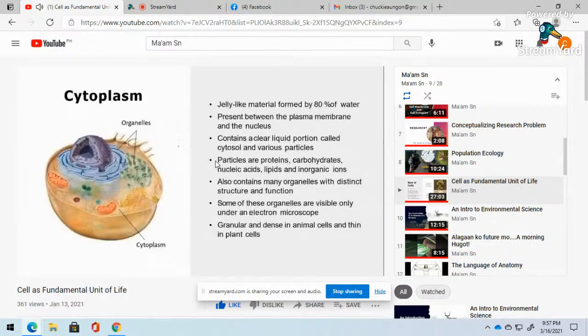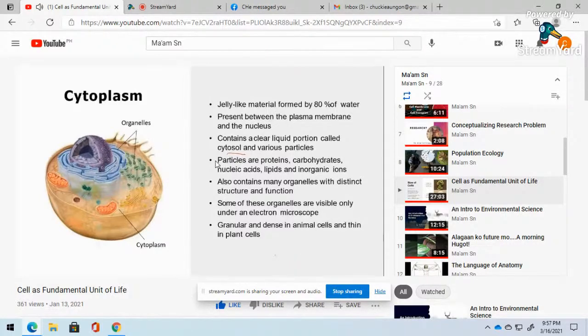Next one is the cytoplasm. The cytoplasm is the jelly-like material formed by 80% of water, present between the plasma membrane and the nucleus. It contains a clear liquid portion called the cytosol and various particles. The cytosol is the liquid found inside of cells, and it is the water-based solution in which organelles, proteins, and other cell structures float. The cytosol of any cell is a complex solution whose properties allow the functions of life to take place.